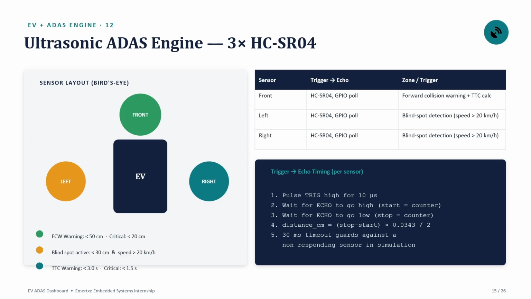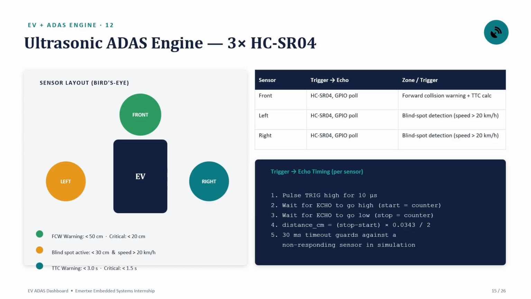Besides that, we have two side ultrasonic sensors, left and right, which give the user an idea of blind spots beside the car. A blind spot is a spot where the user can't see, or can't control, and that can cause accidents. For that, we have left and right ultrasonic sensors, and the blind spot detection only works if the car is above 20 km per hour speed.